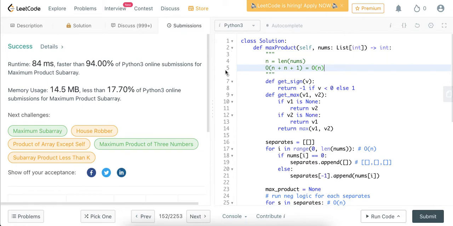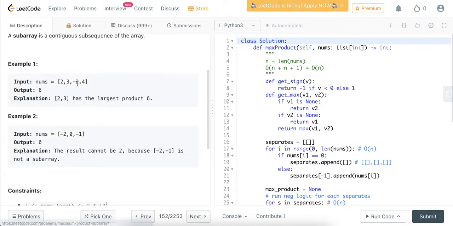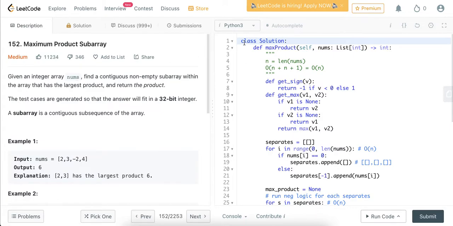Oh yeah, what problem is this? Correct, that's a good question. This was problem 152, maximum product subarray. Okay, that's the thing I need to remember to mention before I'm explaining the solution.